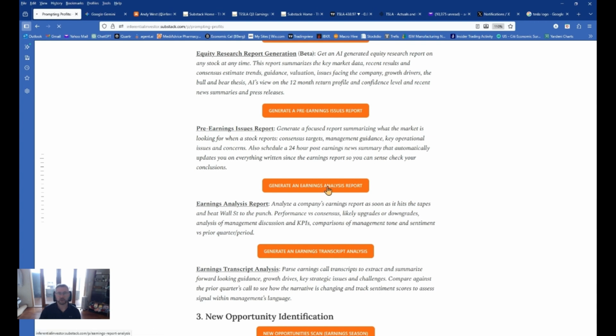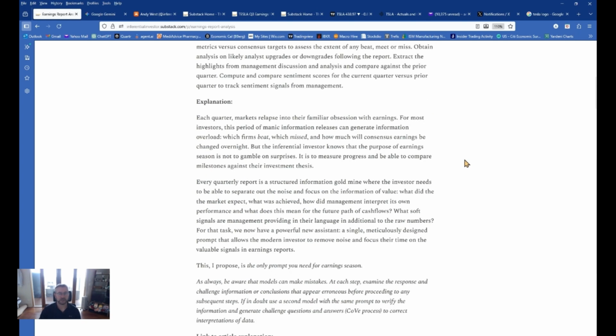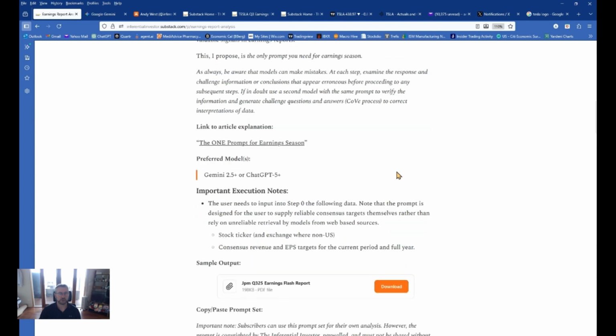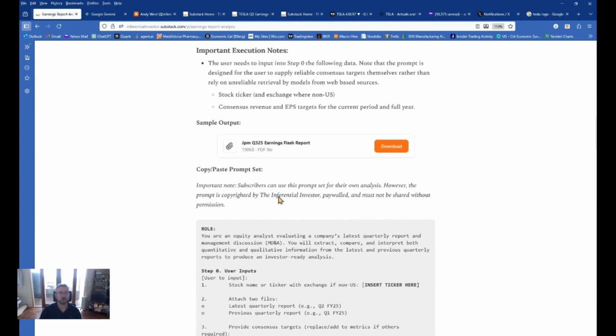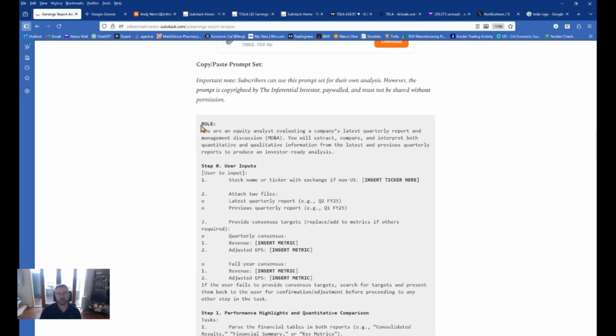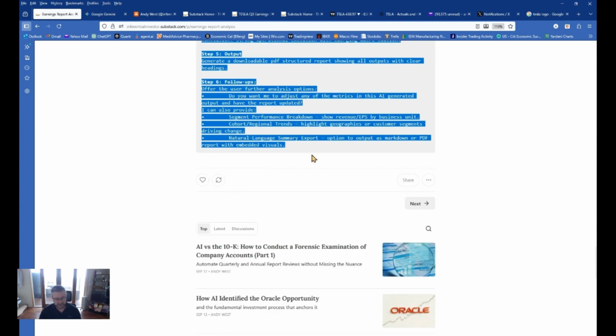Click on that, we go to the earnings report page, which explains what you're going to get out of it, what it attempts to do, the models to use, execution notes, and shows you a sample output so you can be sure that's the one you want. Then there's the prompt itself, which is just copy and paste right into your AI model. So you can see it's a pretty comprehensive prompt.